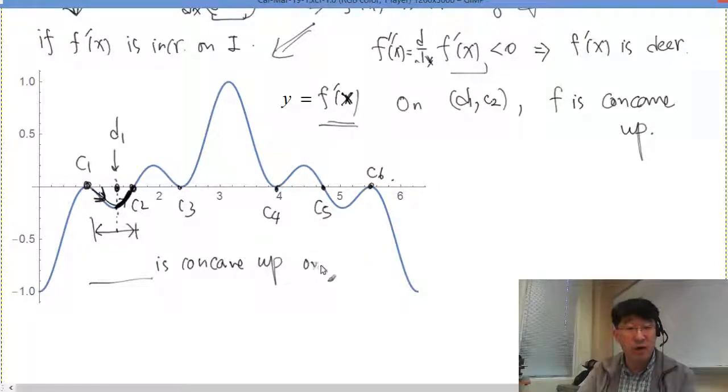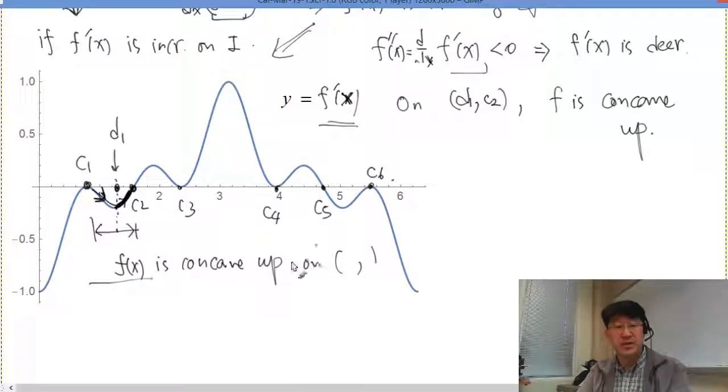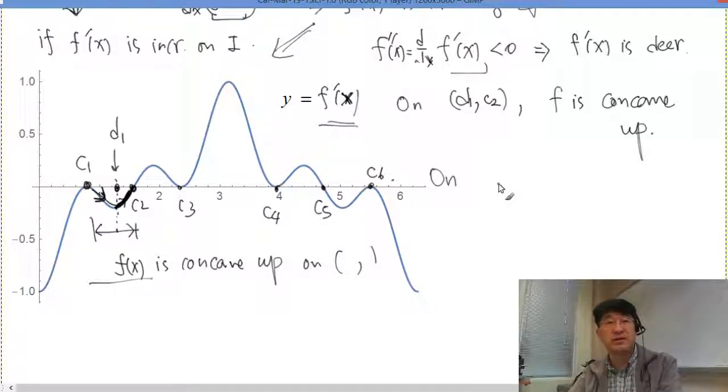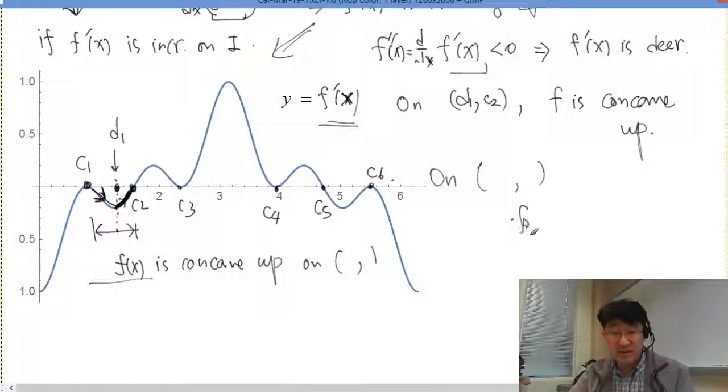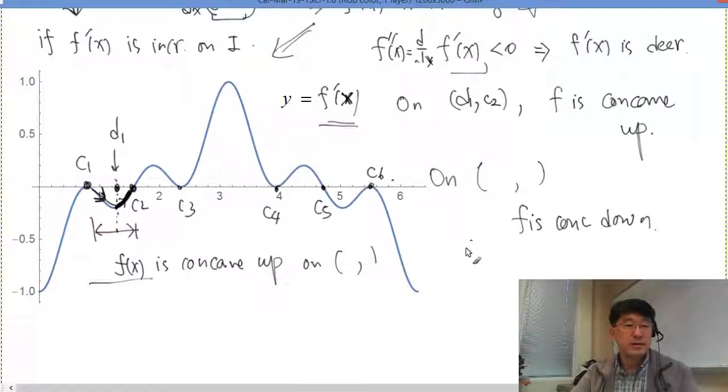No, that is concave up on that. But what is concave up? Not f prime of x, f of x. We're concluding about f of x by looking at f prime of x. So f of x is concave up there, right? Can you come up with a concave down interval then? Somewhere over here. Yes. F prime of x is also concave up, but that's not what we're concluding about. F of x is concave up.